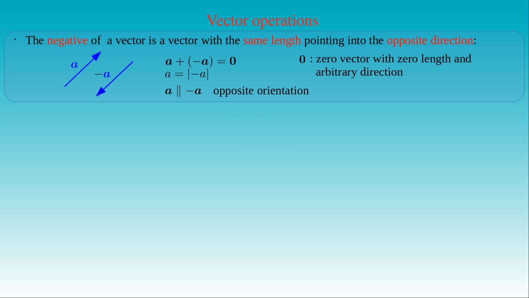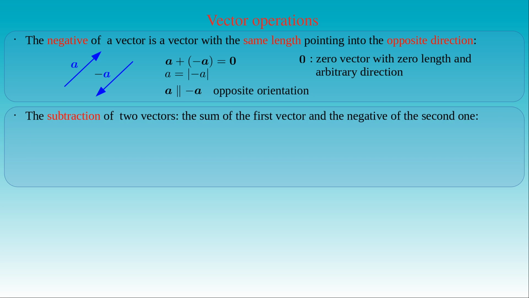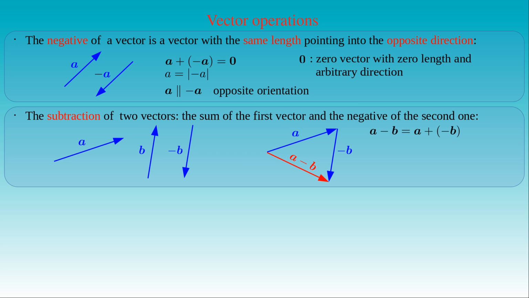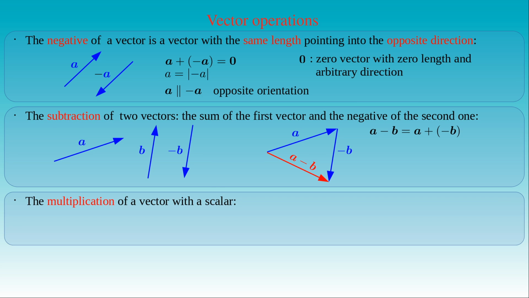Then we can define the subtraction of two vectors as the sum of the first vector and the negative of the second one. If we have the vectors a and b, then we take the opposite of b, which is minus b, and translate it to the head of the vector a. Now we can take the sum of the vectors a and minus b, where we denote the resultant with a minus b. We see that in the vector equation the vector a minus b is defined by the sum of a and minus b.